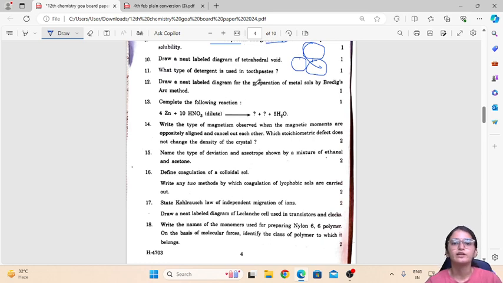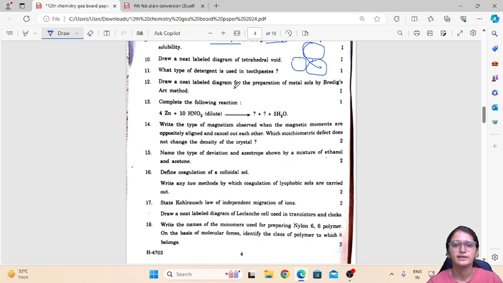Then next is, what type of detergent is used in toothpaste? This is a 1 mark question from the last chapter. So the answer here is sodium lauryl sulfate. We have two types of detergents basically, anionic and cationic detergent. So in toothpaste we use sodium lauryl sulfate.